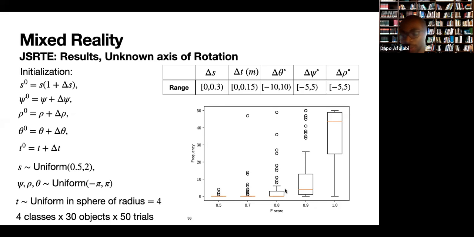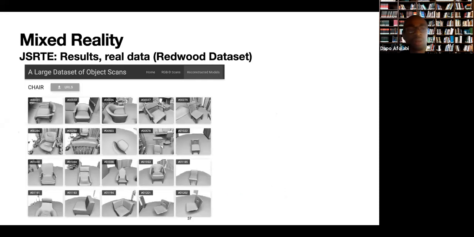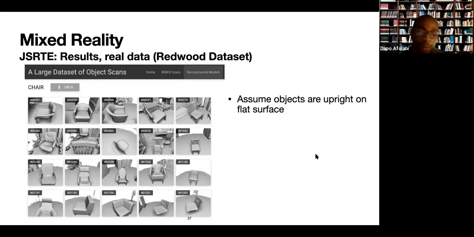Now we want to try it in practice. We need shapes that have been scanned in the real world, and we want to see if we can figure out what they are based on the dataset we have, as well as the transformation that gets us there. To do this, we make use of a publicly available dataset, the Redwood Dataset, which contains scans of 3D objects in the world. Again, we assume that we know the axis of rotation, because as you can see, a lot of these objects are lying on the floor and upright. So we can fit a plane to the floor and find the normal. We have the axis of rotation.